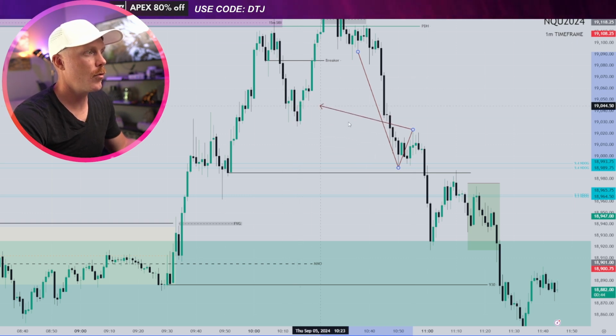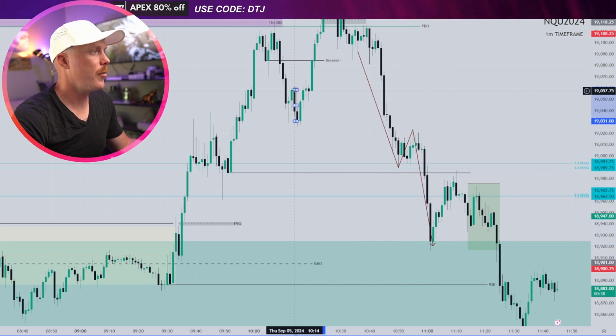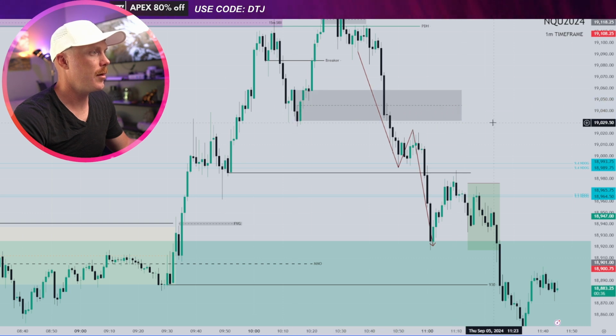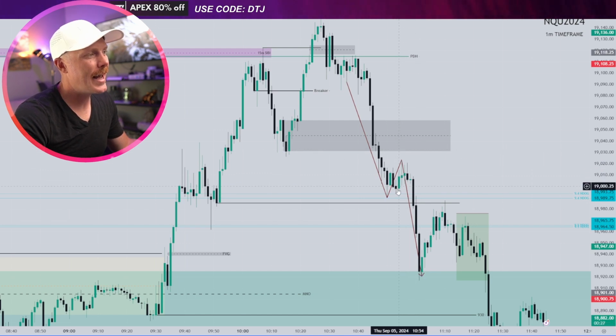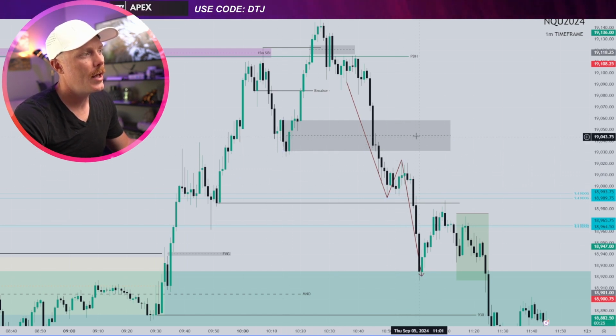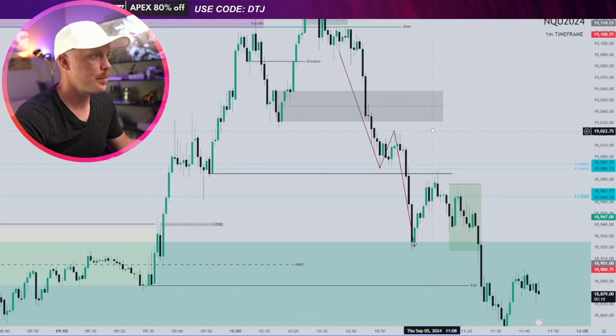What is this level right here? That is a breaker box. This is a breaker box right here where I wanted price to come into. We have our high, low, higher high. And as we break lower, I wanted price to just wick up in here to say, hey, I see this level and now I want to go lower. Well, it didn't give us that opportunity.